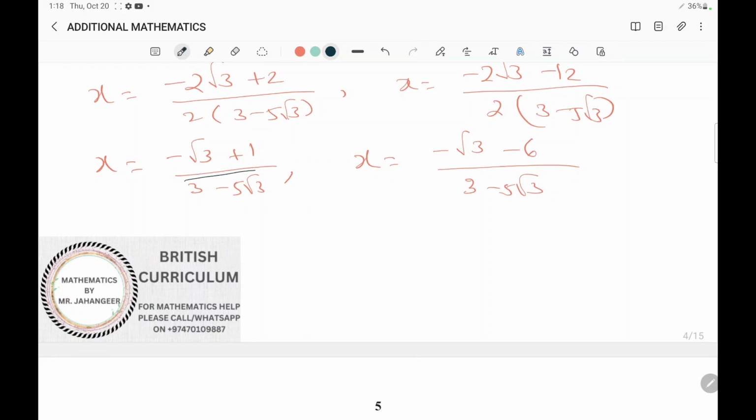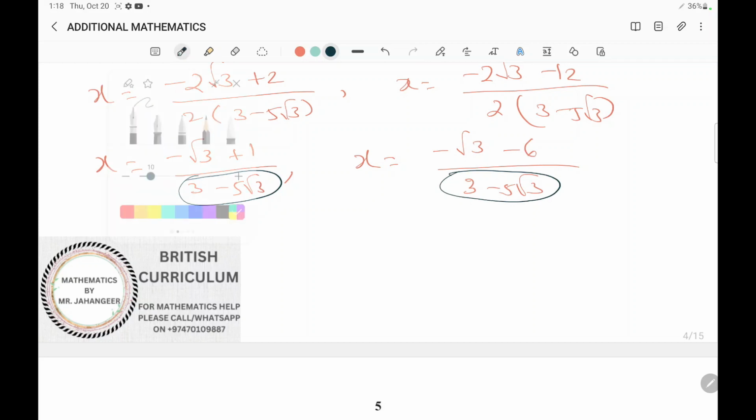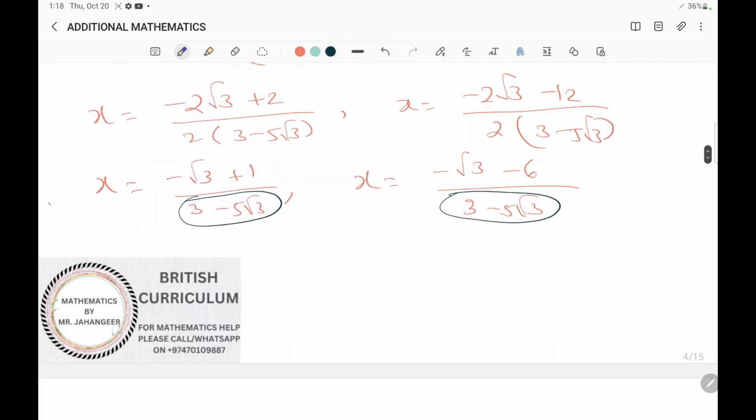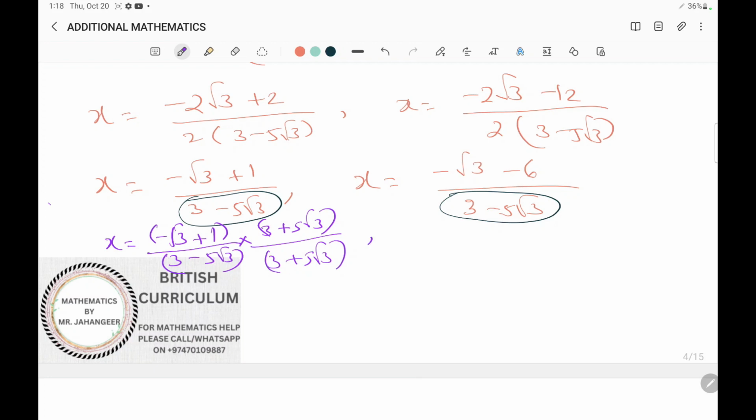So technically we have to remove this part from here and we have to remove this part from here. Now the question would be how to remove that. That's very simple, guys. We need to rationalize. So minus root 3 plus 1 over 3 minus 5 root 3. Okay, now we have to rationalize the denominator. So 3 plus 5 root 3 over 3 plus 5 root 3. Similarly, guys, here also, 3 plus 5 root 3 over 3 plus 5 root 3.